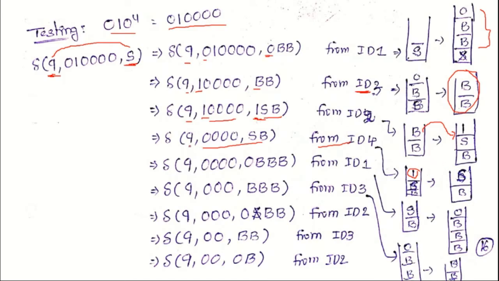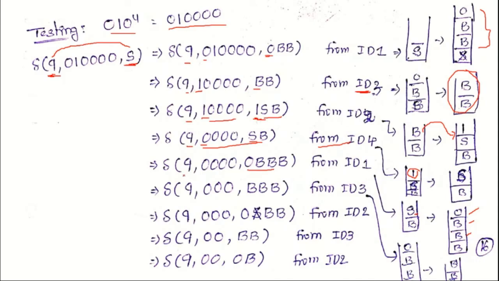Now the current state is Q, the input is 0, and the top of the stack is S. From the current state Q and top of the stack S, there is only one production, 0 BB. So in the place of S we can replace with 0 BB. So this S is replaced with 0 BB.